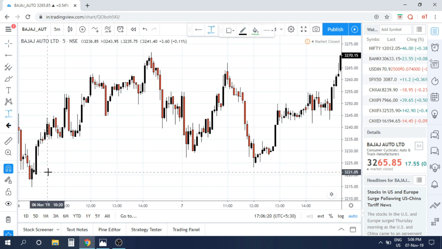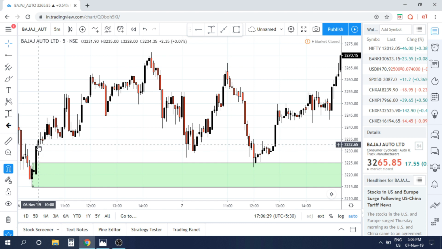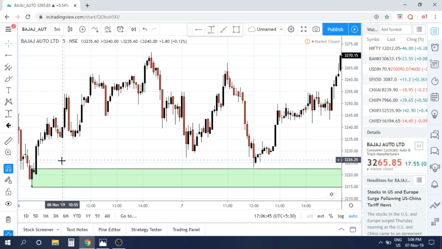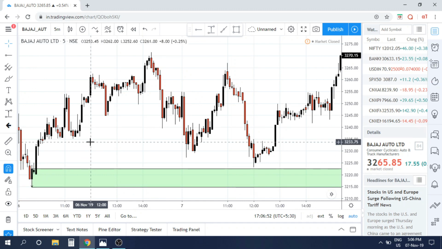So let me mark from wick to wick. So here is a drop, 2 basing candles and a rally and a good follow through. Right, so I mark with the first style, that is from the upper portion of the basing to the lower portion of the basing candle wicks. The second style in which you can mark is from the highest body of the basing candles to the lowest low of the basing area, right?